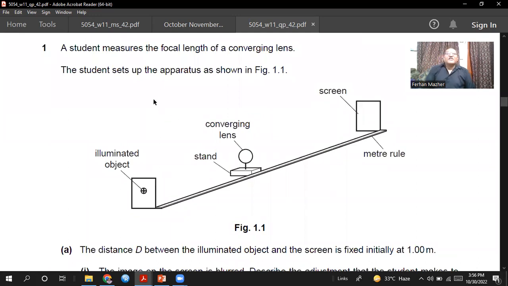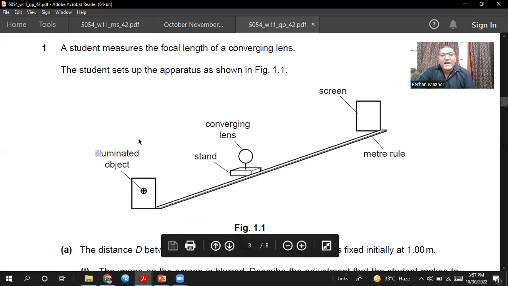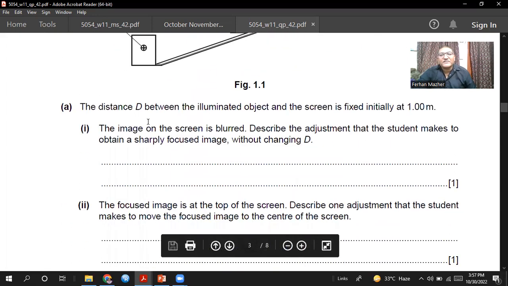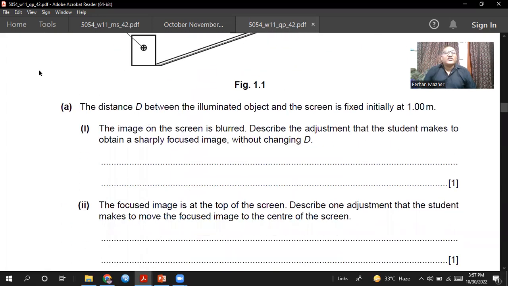A student measures the focal length of a converging lens. The student sets up the apparatus as shown in figure 1.1. Here you can see this is a meter rule, and this is the stand. On this stand, we have a converging lens. Here we have a screen. Here we have an illuminated object. The distance D, the capital D, between the illuminated object and the screen is fixed initially at 1 meter.